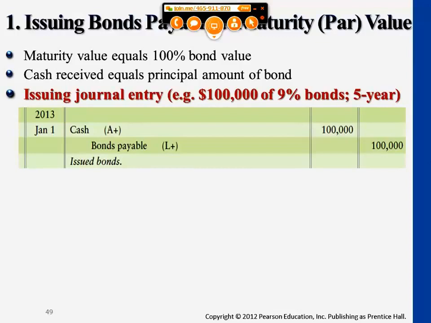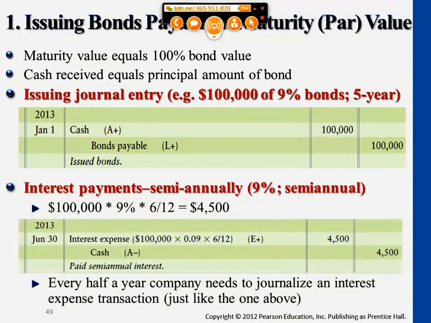The entry of the issuance only looks like this if the interest rates match: 9% stated interest rate equals 9% market interest rate. On Wednesday we'll cover the second and the third cases. The first issuance entry will not look like this. So this is the first type, where the stated interest rate equals the market interest rate.